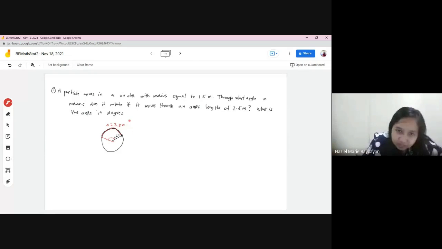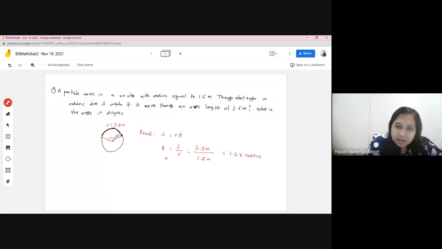So for this, you just have to recall the relationship between the arc length and the angular displacement. So we have S equals R theta. Meaning to say, theta is equal to the ratio of the arc length and the radius. So we have 2.5 meters divided by 1.5 meter. So this is approximately equal to 1.67 radians.